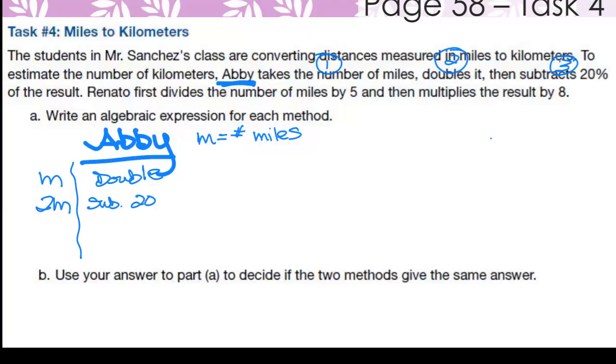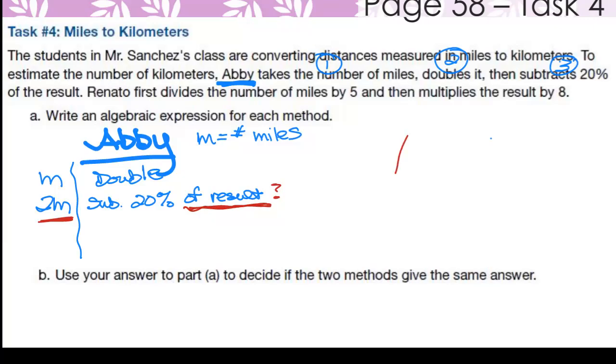Subtract 20% of the result. I know what subtract means. I kind of know 20%. What do they mean by of the result? No. Of the result, it represents something here. Which result? Oh, no. Subtract 20% of the result. What was our result? 2M. Yes. So the result is 2M.